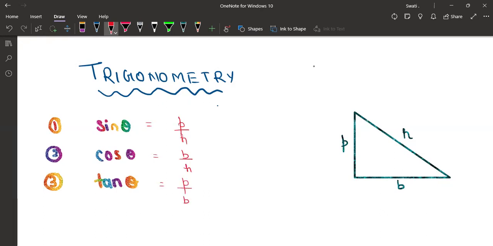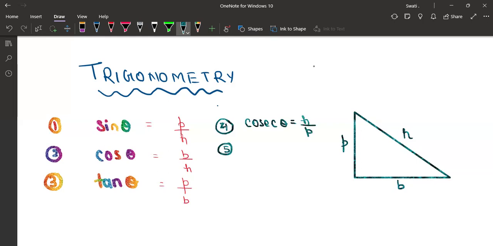That is correct. Now you know that sine theta is exactly the opposite of what? Cosec theta. Right? So can you tell me the cosec theta formula? You have the answer in front of you. H upon P. Very good. I'm happy that you remember this.